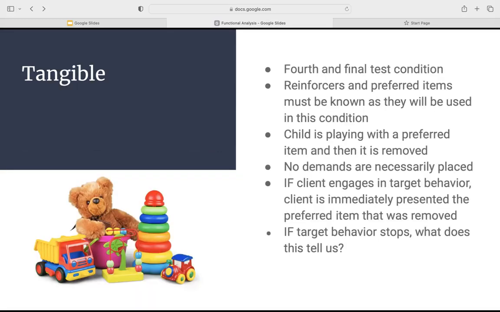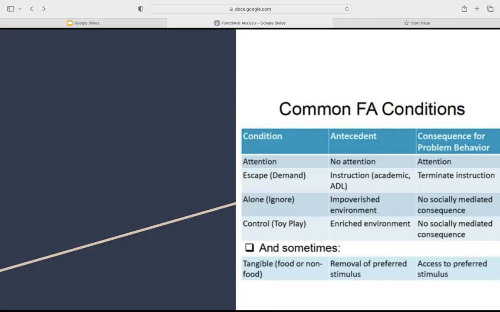And the last test condition is the tangible condition. In this condition, reinforcers are provided to the child and then they are taken away. If the target behavior occurs, the tangibles are given immediately back to the child. If the target behavior stops, then we can conclude that the function of the target behavior is to gain access to tangibles. If this happens regularly in the natural environment, then the target behavior is being positively reinforced through access to tangibles. And I just wanted to give you a more condensed picture of all the conditions, the antecedents to those conditions, and the consequences for problem behavior.